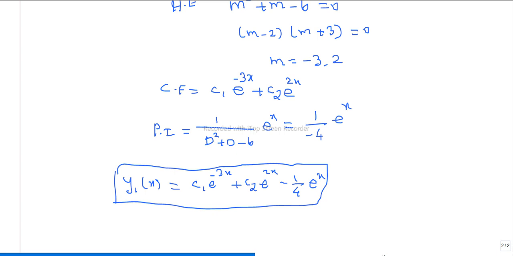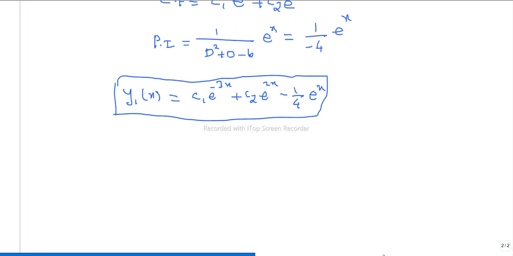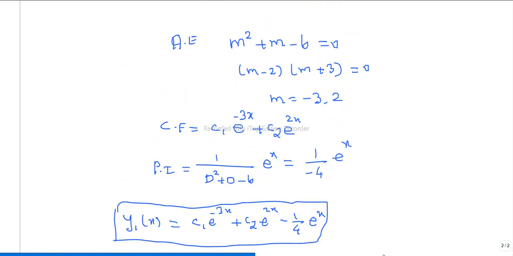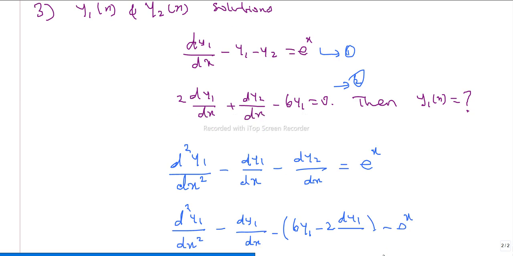Now another problem. The next one is, maybe we have to do some work. I think the fourth problem, yeah, the fourth problem.